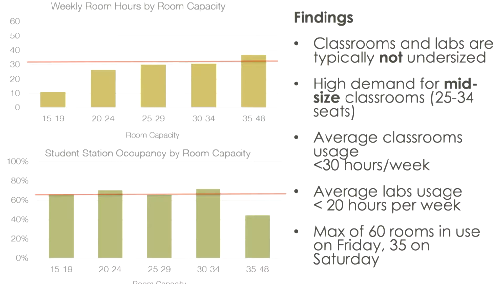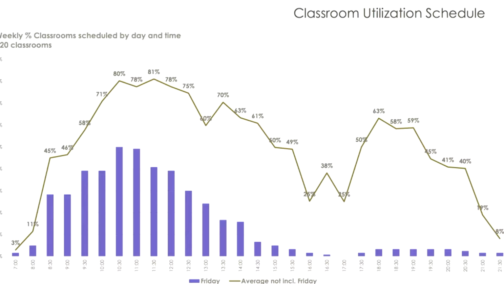Average lab usage is below 20 hours a week. Labs are tough to get to that same level as classrooms. This is actually lower, and this includes all teaching labs on campus, not just computer or science. And when we looked at Friday, of 120 rooms on campus, only 60 are in use, and on Saturday, only 35 are in use. What we saw out of that, the conclusions we drew were there's a lot of opportunity for flexibility in offering things in new ways because there's a lot of space. There's a lot of space that's available.